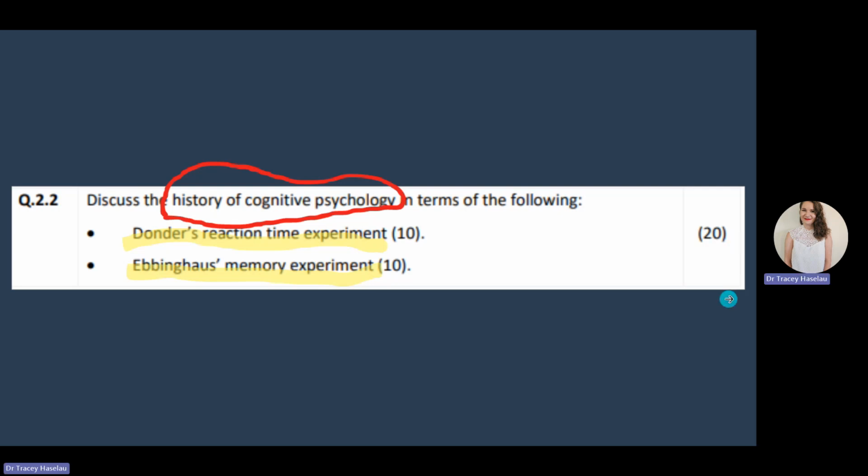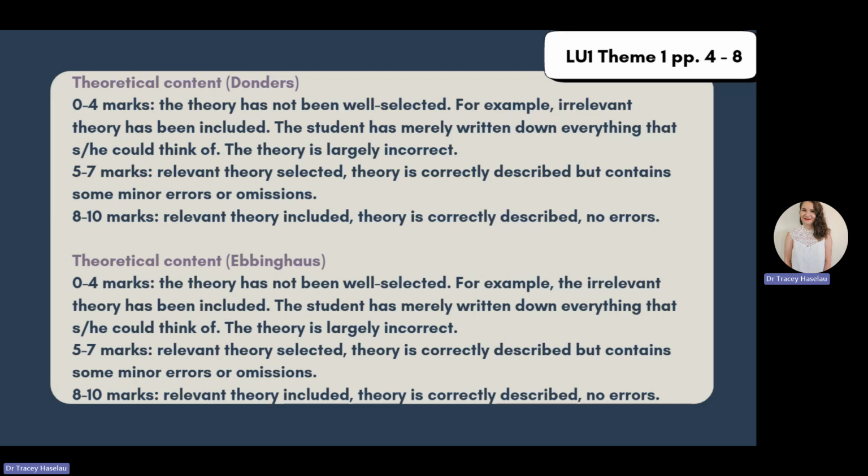Okay. So let's again have a look at how marks are broken down. I'm sure by now you can guess. 10 marks, as it was indicated in the question, 10 marks for Donders', 10 marks for Ebbinghaus. Okay, correct points made. There are not 5 particular points that I want you to give me for Donders'. As long as you are giving me 5 things from Donders' that tell me something about the history of cognitive psychology. That's what we're looking for. So it doesn't even help you for me to show you an example answer, because it could be anything from that experiment that is relevant to the history of psychology. Okay. But again, you can see the mark breakdown there. And there is the Learning Unit 1, Theme 1, early in your textbook, pages 4 to 8.